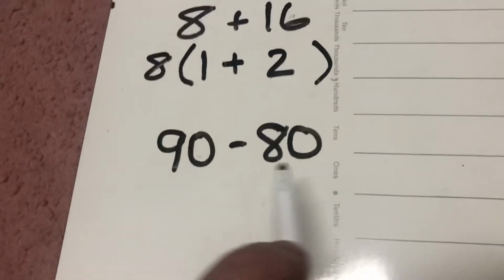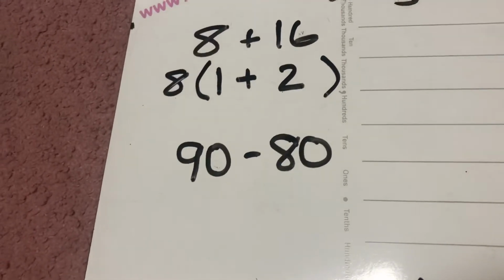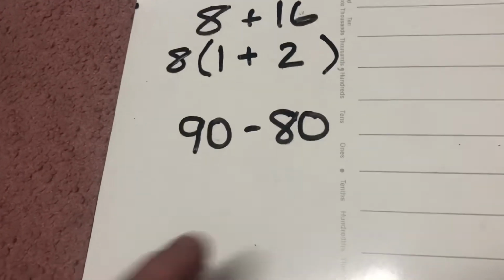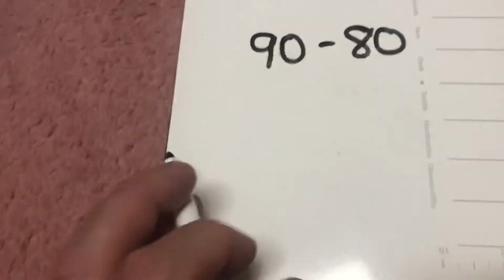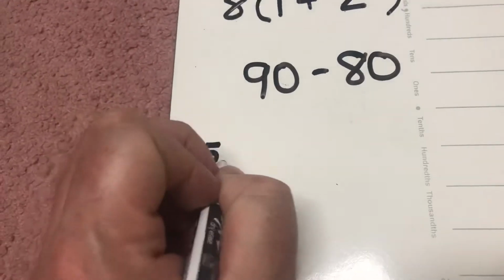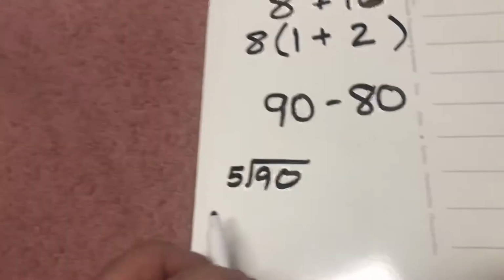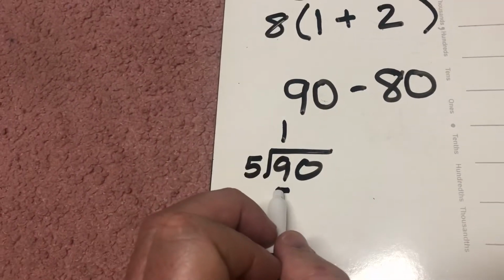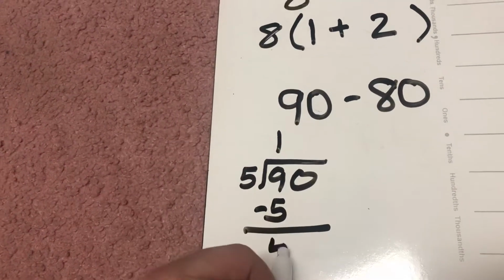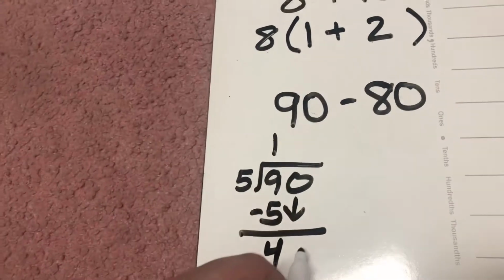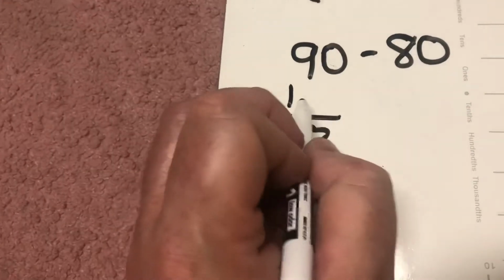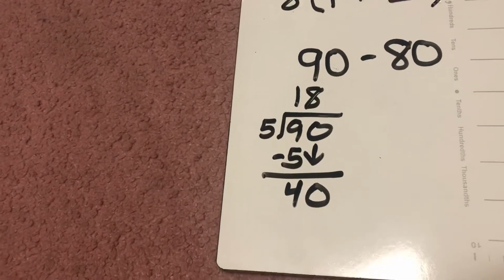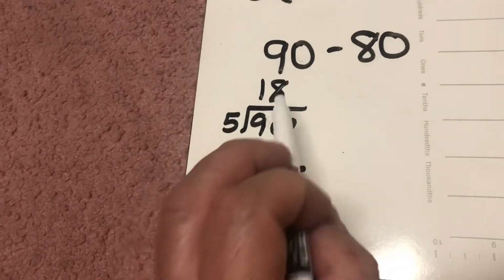Now 90 and 80, I know that they are both divisible by 5 because they both end in 0. Okay? So I'm going to come down here and I'm going to say, well, how many times can 5 go into 90? Well, 5 can go into 9 one time. 1 times 5 is 5. 9 minus 5 is 4. Bring the 0 down. 5 can go into 40 8 times, and I know there's none left over, because 5 times 8 is 40.